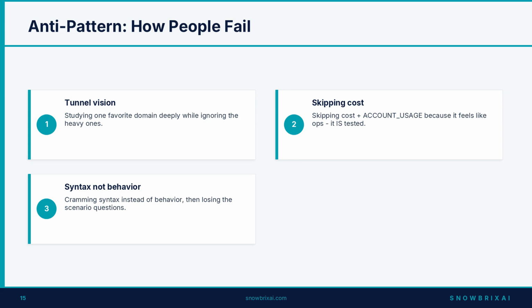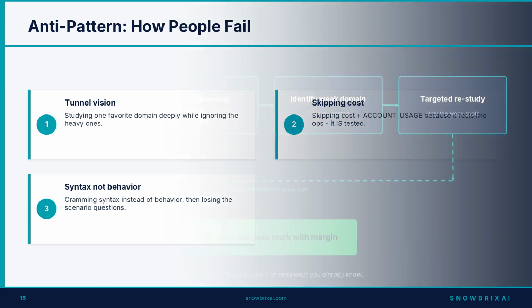The third failure: cramming syntax instead of behavior, then falling apart on the scenario questions. Notice the theme: every one of these is a study strategy mistake, not an intelligence problem. Fix the strategy and the score follows.